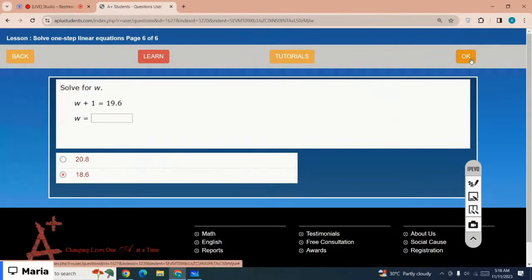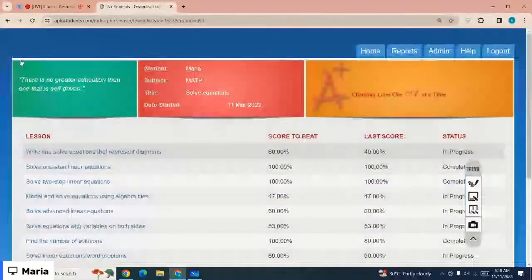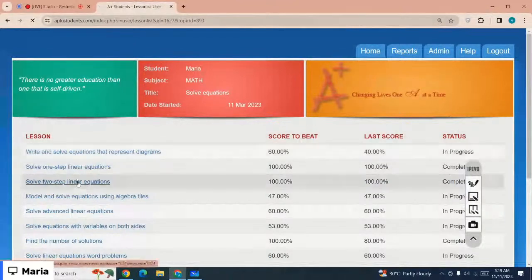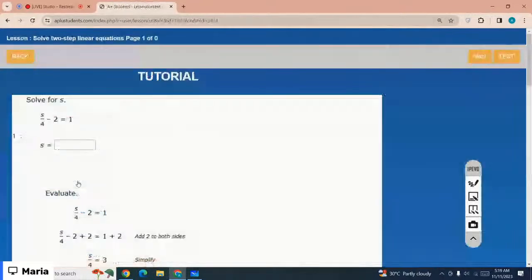Okay, you can complete the lesson by yourself later today. Let me just move on to the next lesson. Solve two-step linear equations. Let's just start with the test questions.